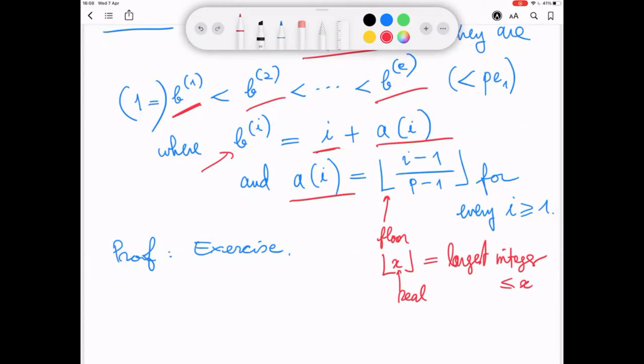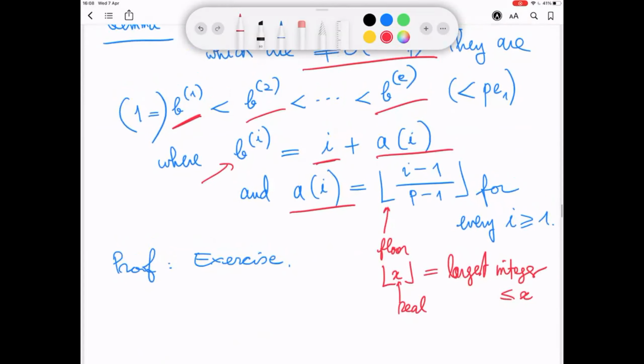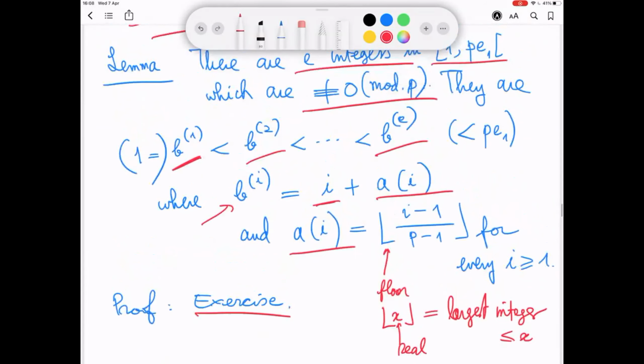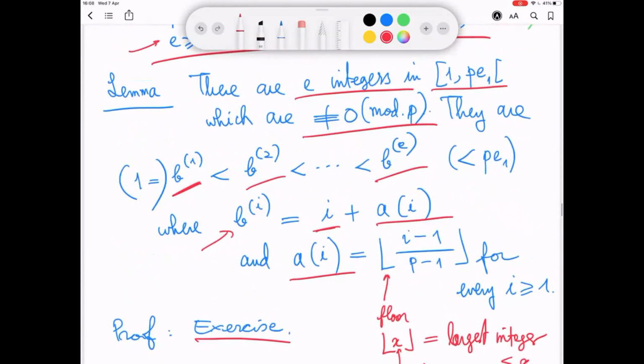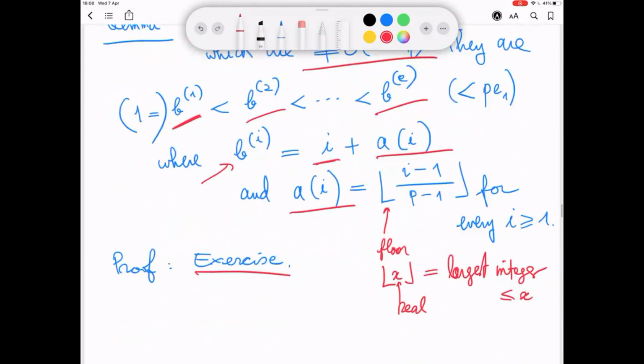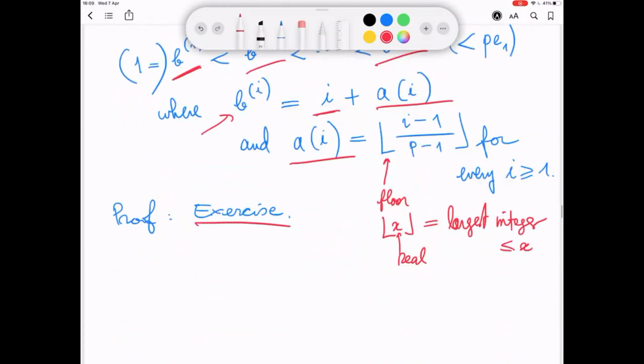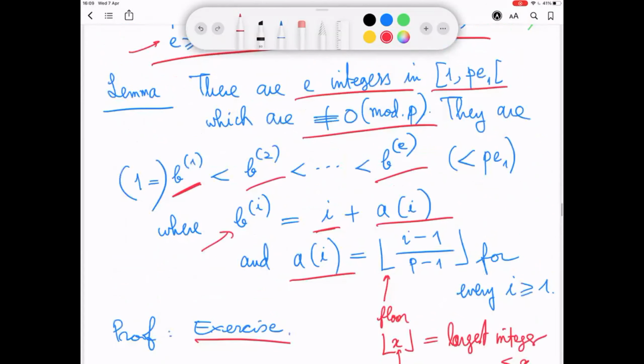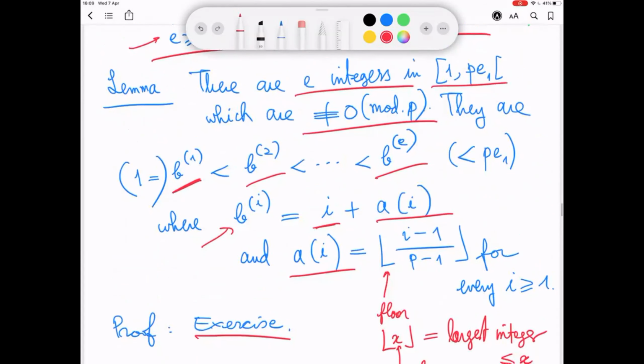That's right. So this is just an exercise. You just write down these things and you'll convince yourself. And if somebody asks for a proof, you'll be able to supply it. It's a nice little formula for the sequence of integers which are prime to P.